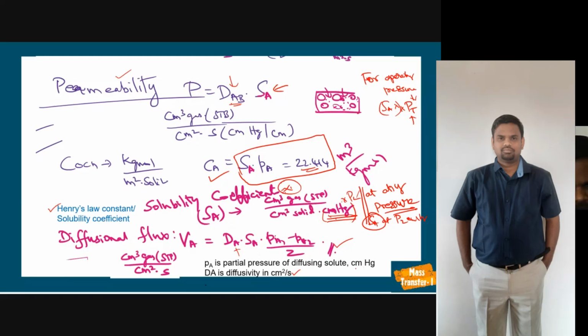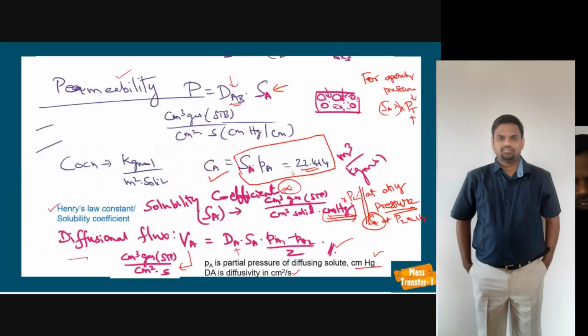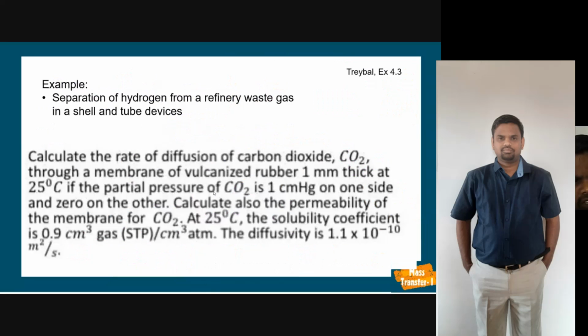So PA is the partial pressure of the diffusing solute, dA is the diffusivity. This we have to substitute in the given units, centimeter square per second. Partial pressure has to be substituted in centimeters mercury. This diffusive flux is given with this unit, centimeter cube of gas at STP per centimeter square per second, and finally we can convert to SI units. Okay, you can even convert all the expressions to SI units also, then you can make use.